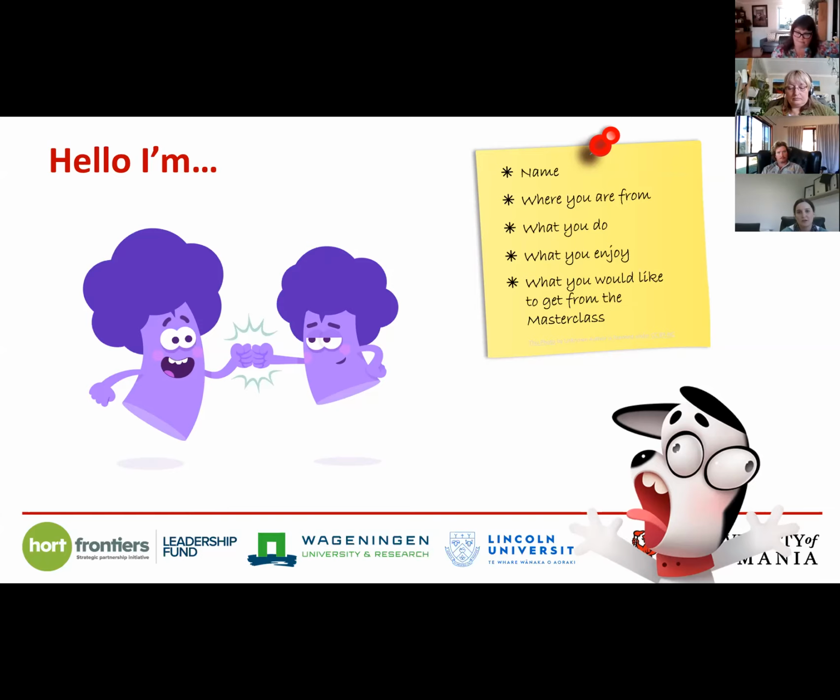What I like to do, I'm a bit of a sports fanatic. I go to the gym a fair bit, and in summer I like water skiing. What I'd like to get out of the masterclass is more about the business management side of things. I have an ag science degree, so I know probably a lot about the science side of things, but not really the business management side of things. So that's what I'd really like to get out of it.